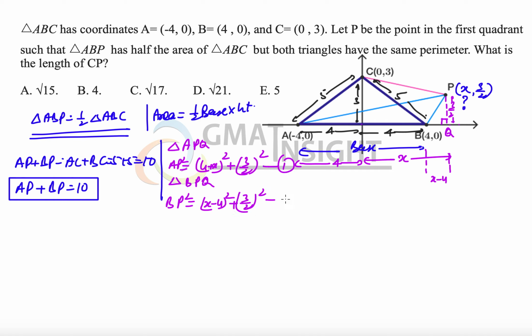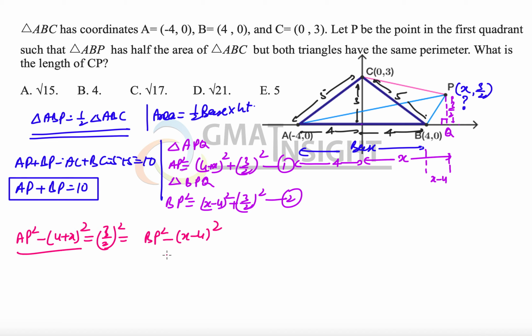Now we have these two equations that we need to simplify together. How we simplify is entirely up to us. We can see that (3 by 2) square is common in both the equations. So I'm going to simplify it that way: AP square minus (4 plus x) whole square is equal to (3 by 2) square, and (3 by 2) square should also be equal to BP square minus (x minus 4) whole square, because (3 by 2) square can be taken away from the second equation as well.